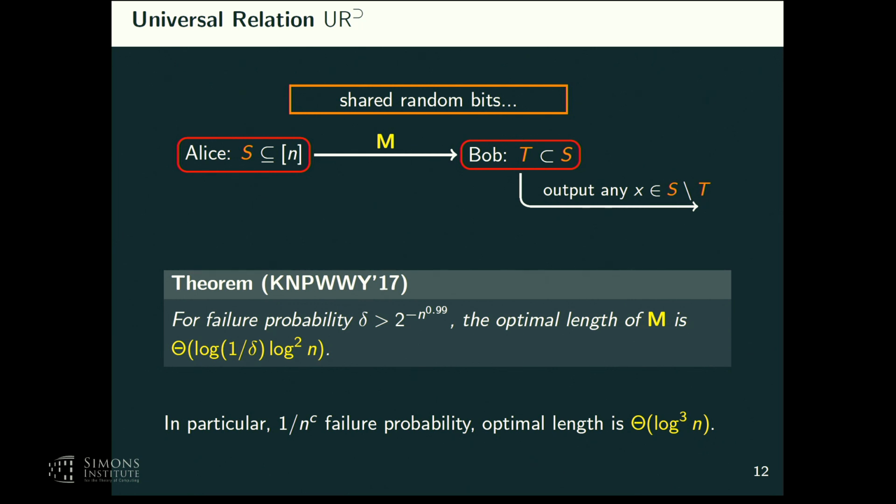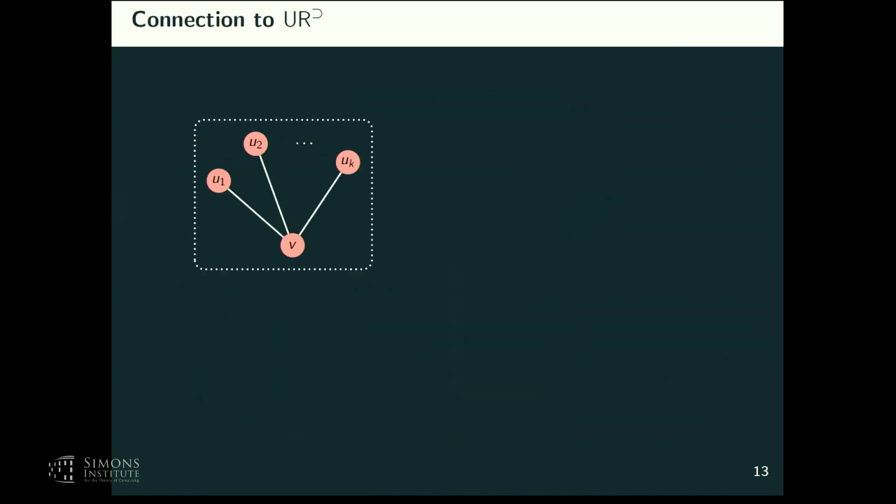But at this point, it might still not be clear why universal relation is related to spanning forest in simultaneous communication. On the next slide, I'm going to present this connection and then present the key idea of our reduction. Suppose that now you are one of the players in this simultaneous communication game. You would like to compute a spanning forest. Then what you see is one vertex V in the graph, and also a bunch of other vertices who are your neighbors, U1 up to UK. And this is the picture you see.